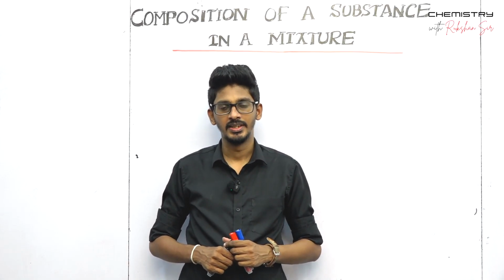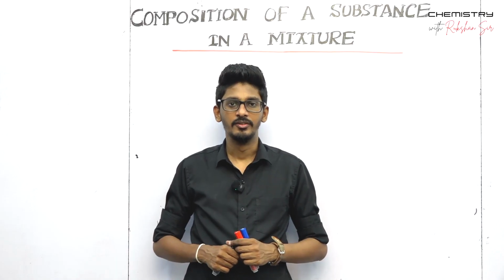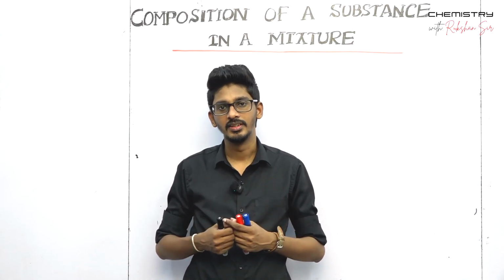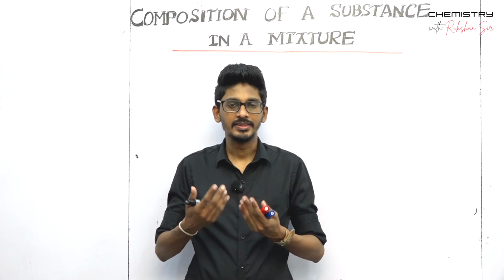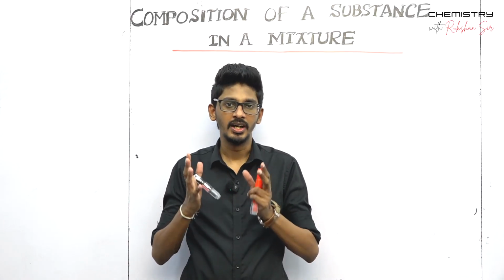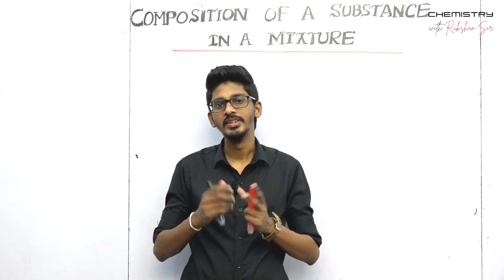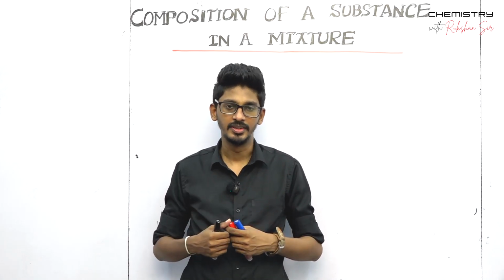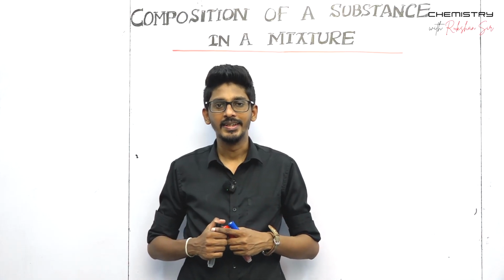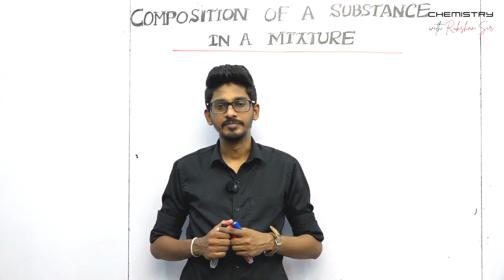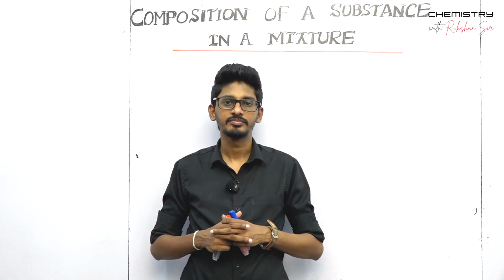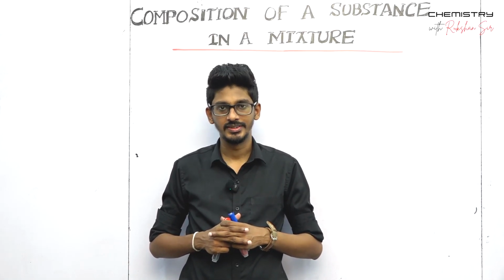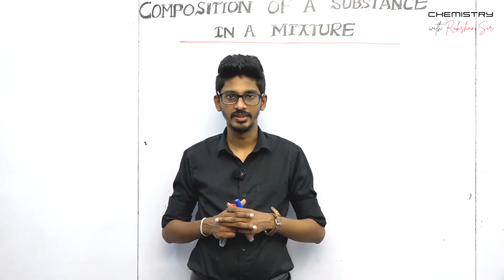Today we are going to discuss the methods we use to describe the composition of a mixture. If you take mixtures, they will contain various chemicals. So what we are going to discuss today is how to represent the composition of a given substance or chemical in a mixture. In this case, we are first going to study the term concentration. Let's discuss that.